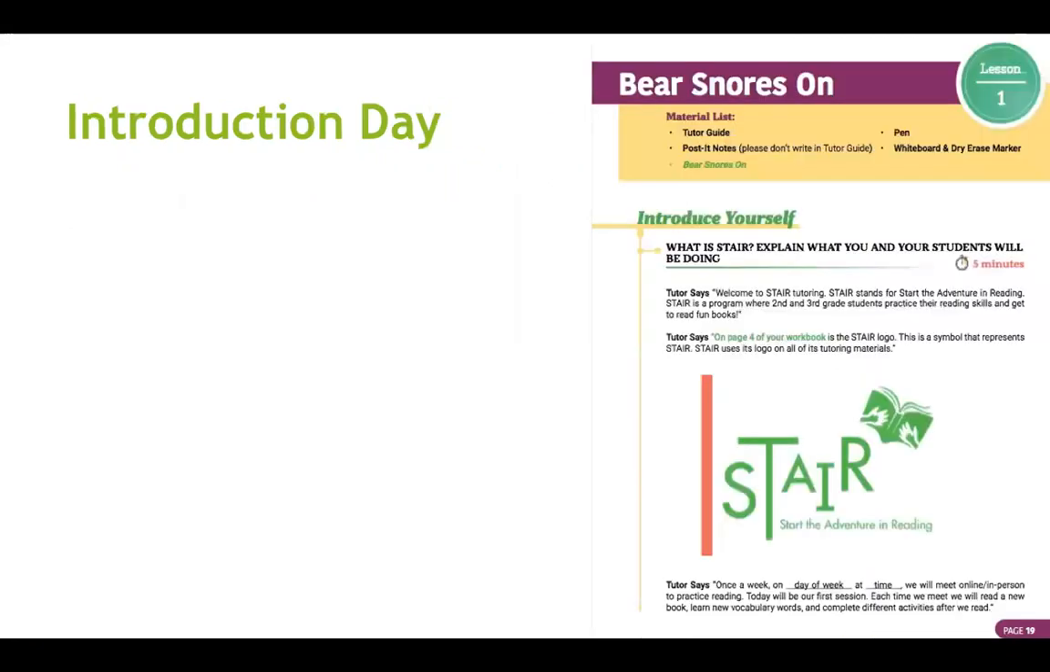Take a moment to turn to lesson 1 in your tutor guide. The cover is on page 19 and we will start on page 20. You can follow along as the lesson gets explained. First, at the top of the page, you will see a yellow box which contains a material list. The material list is at the beginning of every lesson, and this is to help you know exactly what you need for that tutoring session.